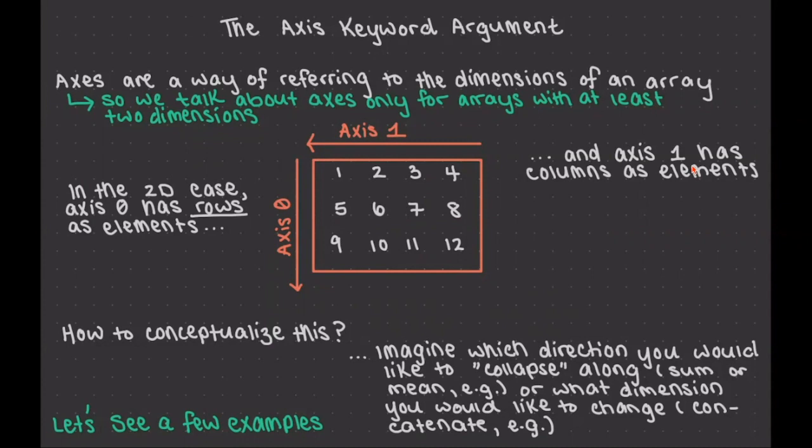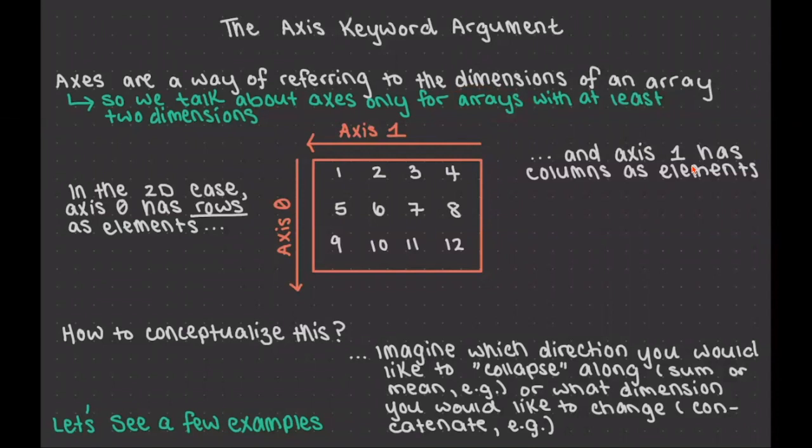The first thing to think about is that axes are just a way of referring to dimensions of an array. So we have the rows, we have the columns. These are different dimensions of a two-dimensional array, for instance. For that reason, it makes sense for us to only talk about axes if we're working with arrays that have at least two dimensions. So in this video, we're going to be thinking about the two-dimensional case in particular.